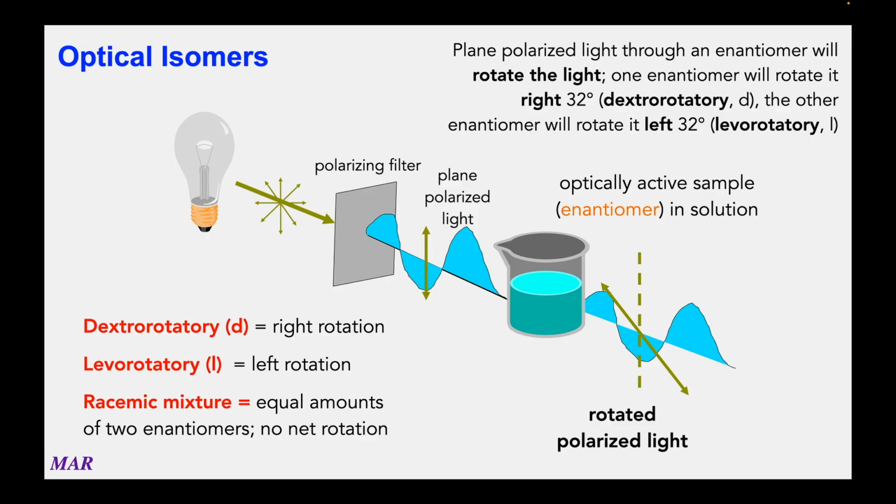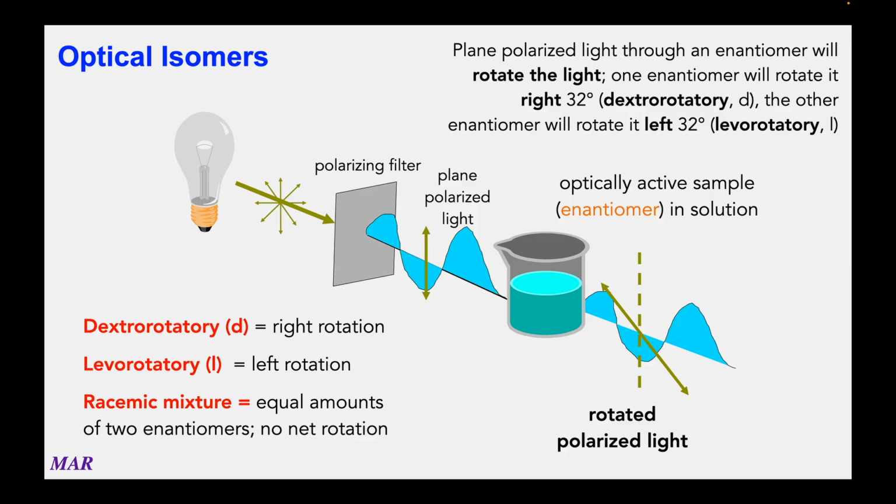As an example, let's say we have just the one isomer, it might rotate to the right 32 degrees. They call that, by the way, dextrorotatory, D. You don't need to worry about that. The other enantiomer would do the same process, the same angle, but to the left. So it would be to the left 32 degrees, and they call that levorotatory, L. So these crazy enantiomers will rotate your light.